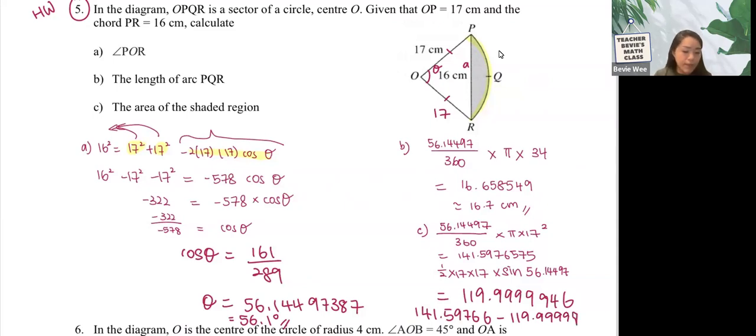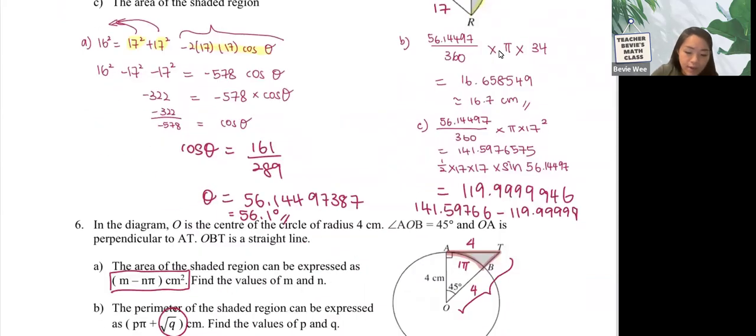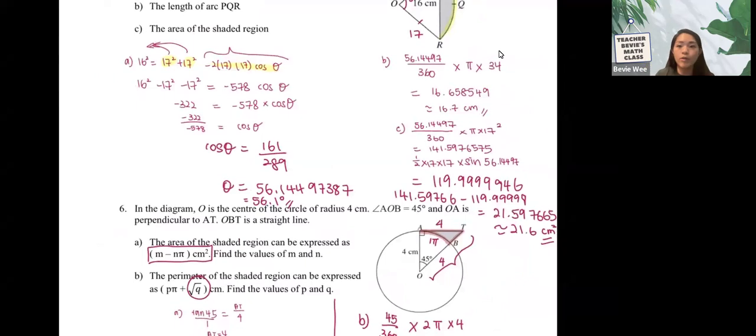All right, I'm just being extra safe, and I'm just rounding it off to many decimal points. 21.6 cm square, rounded off to 3 SF. Okay, I'm going to leave it here for a minute.